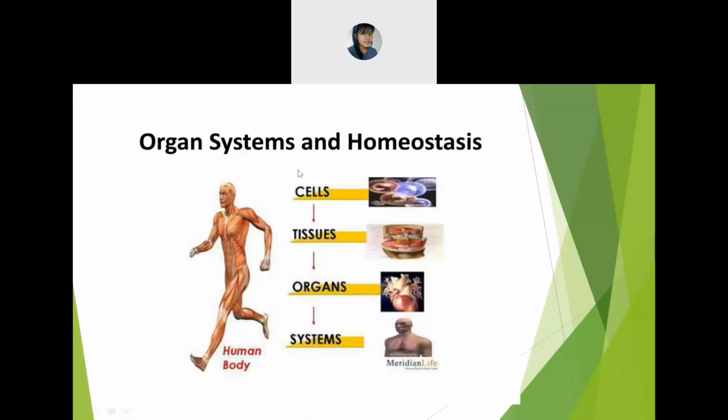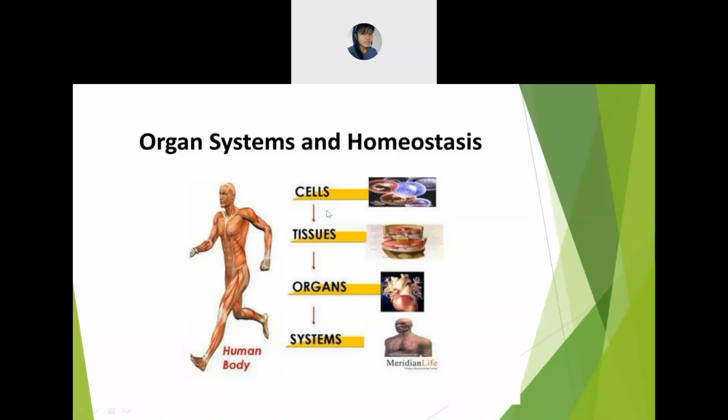Before starting, I just want to show you all this diagram. Can you all see? I hope you can see. So first is the cells. This is the flow chart. First come the cells, then next come the tissues, then the organs, and next comes the system.